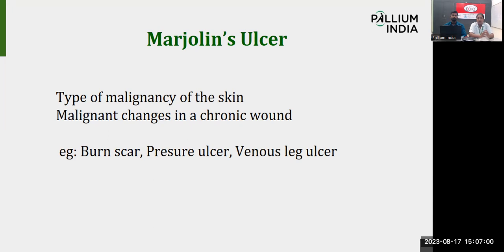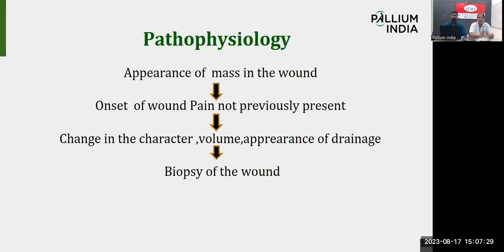Right. So what is the difference between a fungating ulcer and a Marjolin's ulcer? Fungating ulcer, we know it is a cancer wound, right? So Marjolin's ulcer is basically the chronic type of wound. For example, burn scar, pressure ulcer, venous leg ulcer. These kinds of chronic wounds will not be healed. On the surface of that wound, the skin will have malignant changes, and that kind of wound is called Marjolin's ulcer. Okay. So what is the pathophysiology of Marjolin's ulcer?